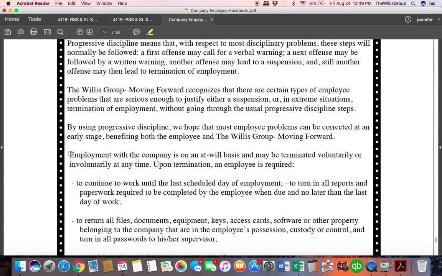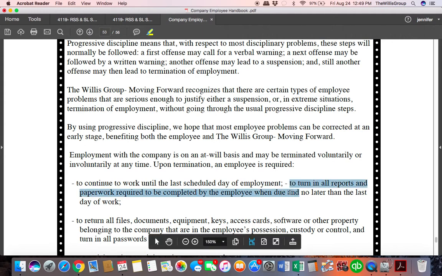Just keeping in mind, employment with the company is on an at-will basis and may be terminated voluntarily or involuntarily at any time. So, upon termination, an employee is required to continue to work until the last scheduled day of employment, to turn in all reports and paperwork, and this is very important for us. You are required to turn in all reports and paperwork.